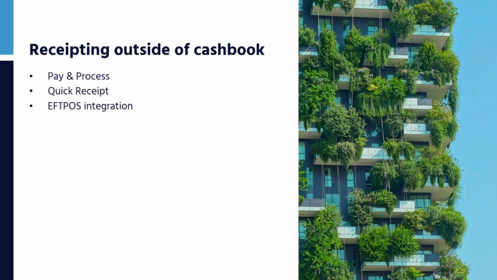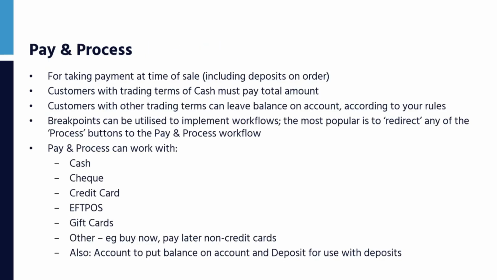Okay, now receipting outside of the cash book, we're going to talk about pay and process, quick receipt, and FPOS integration as well. So we'll just dive straight in. So pay and process, that is essentially for taking payment at the time of a sale. So that can now also include deposits on order.